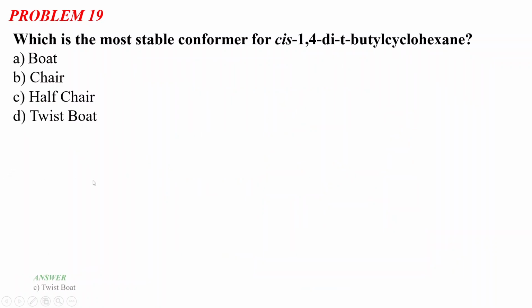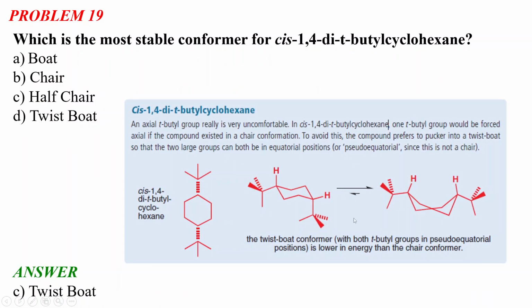Now why? Because, as you can see, this is the structure of cis 1,4 di tertiary butyl cyclohexane. If you keep it in the chair form, what will happen? One tertiary butyl group will be in the axial position. Now this axial tertiary butyl group is very uncomfortable. In cis 1,4 di tertiary butyl cyclohexane, one tertiary butyl would be forced to be axial if the compound existed in the chair configuration. And to avoid this, what will happen?